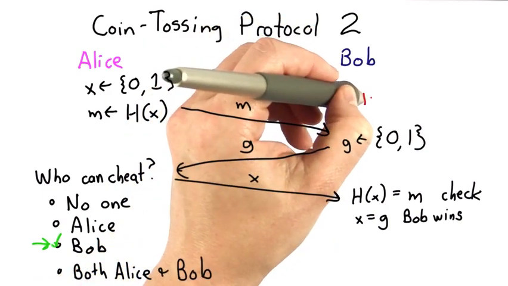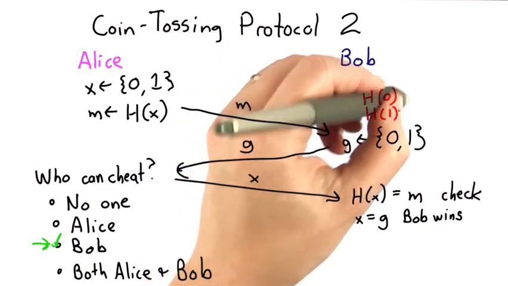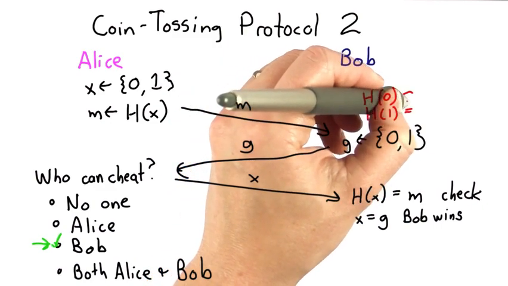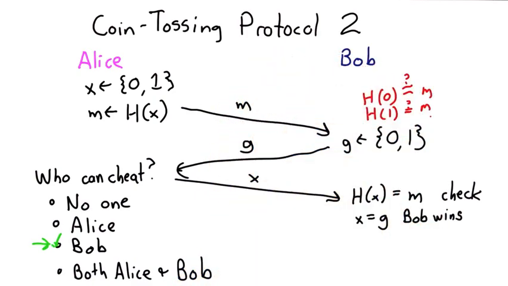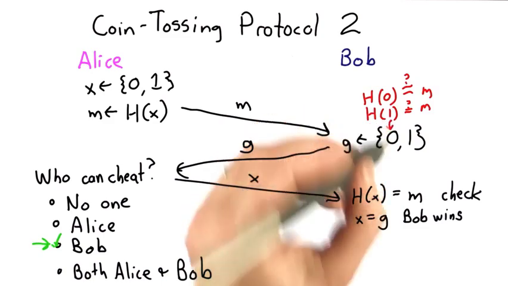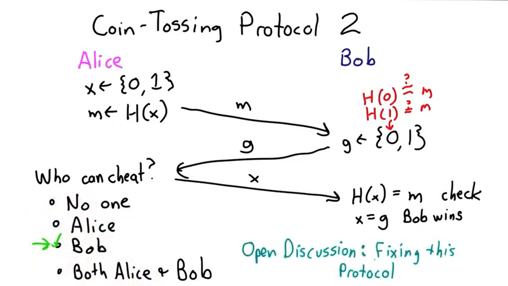He can compute by himself the hash of 0 and the hash of 1, check whether they equal M, and then instead of guessing, he can pick whichever one did. So with this protocol, Bob can always win. I'm going to leave it as an open discussion problem for you to figure out how to fix this protocol. And there are definitely lots of different ways to do this. I hope there'll be some interesting discussion about it on the forums.